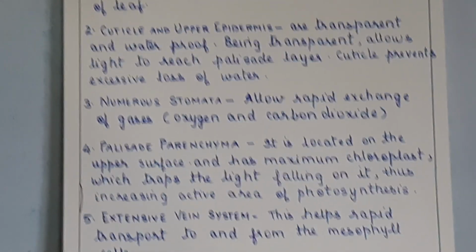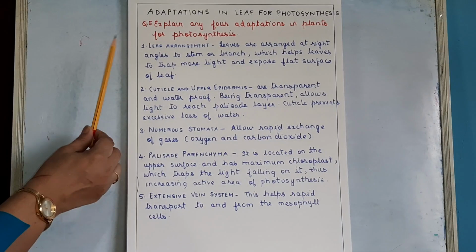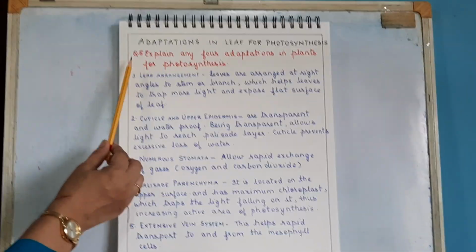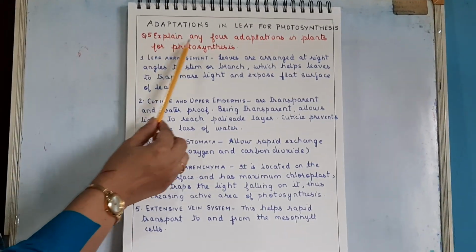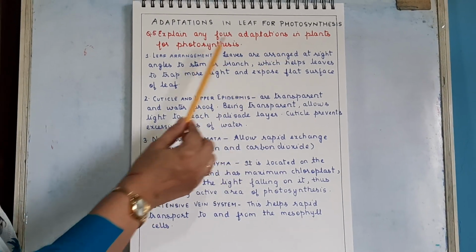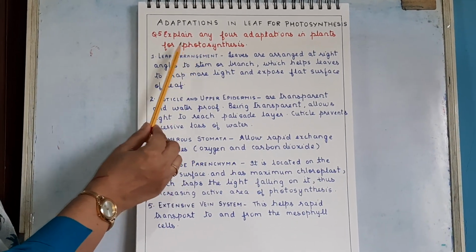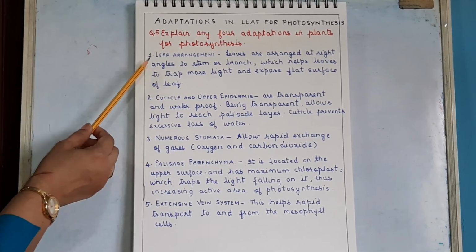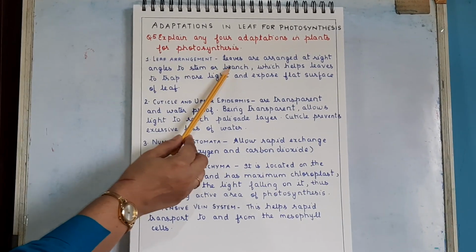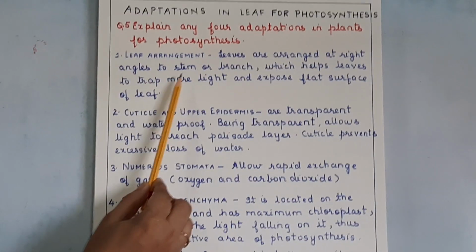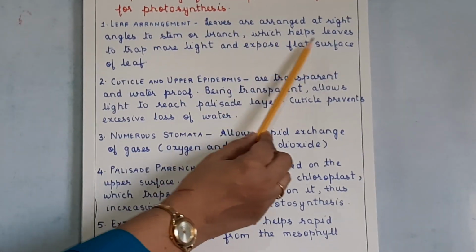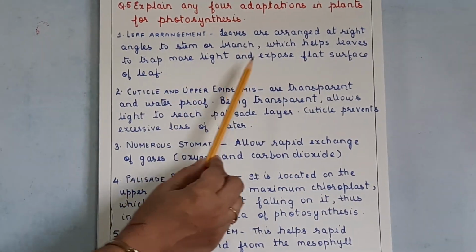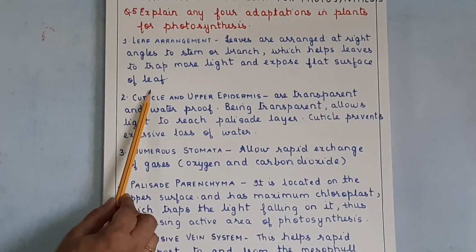Okay, now we will have a look at these. See, now this is asked in the form of a question, that's why I have put it here as a question. Explain any 4 adaptations in the plants for photosynthesis. This question is asked almost every alternate year in the boards. So first is leaf arrangement. Leaves are arranged at right angles to the stem or the branch, which helps the leaves to trap more light and expose the flat surface of the leaf.